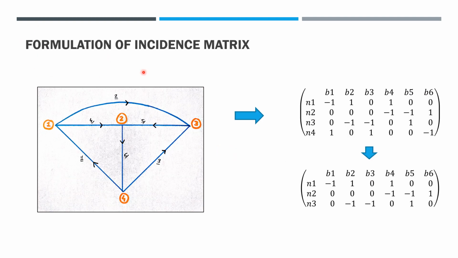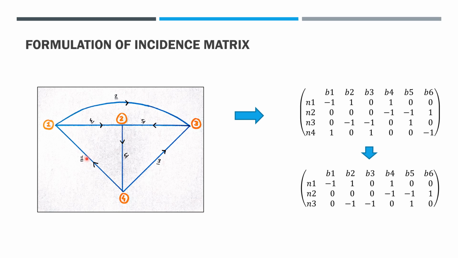Next step is formulation of the incidence matrix. The incidence matrix represents the network graph mathematically. Rows of the incidence matrix represent nodes of the graph and columns of the incidence matrix represent branches of the graph. Let's construct its first column. Here you can observe that branch 1 is connected between node 1 and node 4. Its direction is towards node 1 and away from node 4.